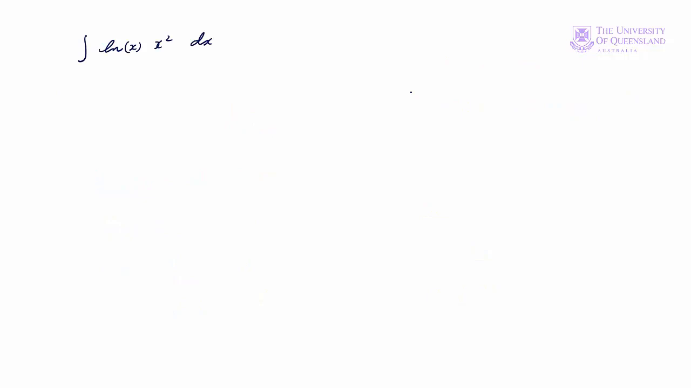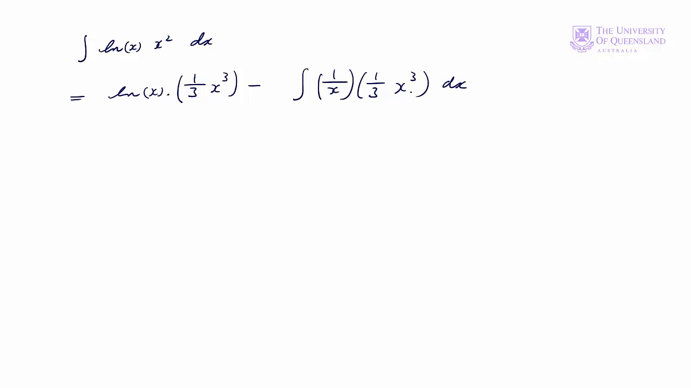Substituting the values we just found into the formula, we'll have f(x) times g(x), that'll be log x times 1/3 x cubed, minus the integral of f'(x), that'll be 1 on x, times g(x), well, that was 1/3 x cubed again, dx. We can rearrange and simplify. We'll have 1/3 x cubed log x minus, we take the 1/3 outside the integral and then cancel through the x, so it'll be x squared dx.